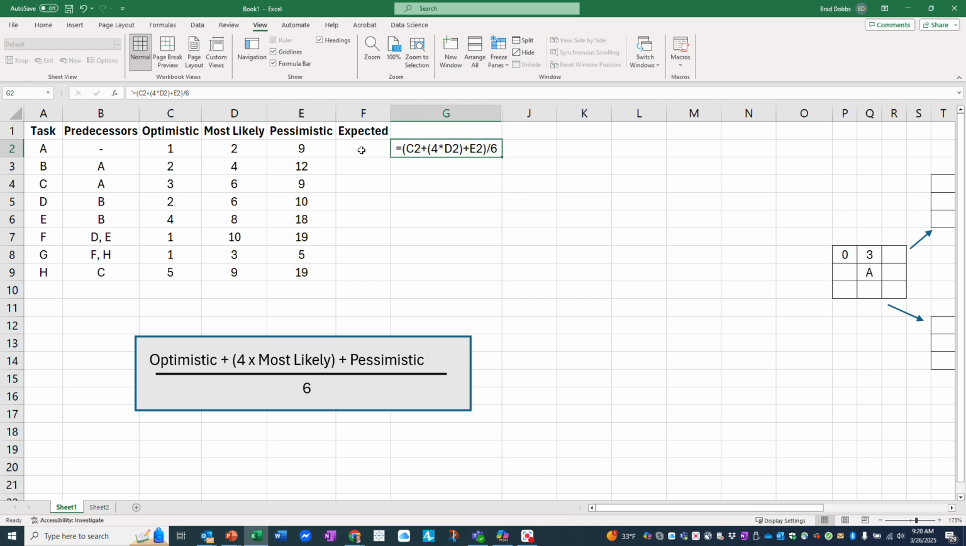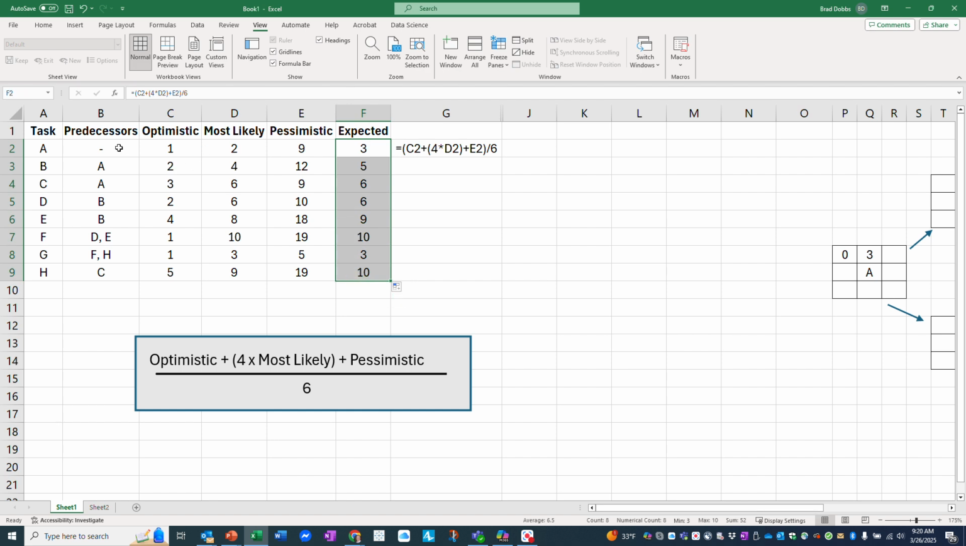So this is the formula I'm using here. So I am taking optimistic plus 4 times most likely plus our pessimistic time and divide that all by 6. I can use my autofill handle and drag that down. And there we have the expected time.